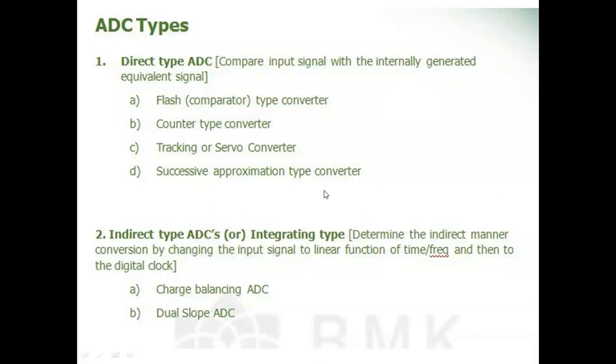Coming to the indirect type of ADCs, which we call indirect integrating type, the conversion is done in an indirect manner. First the input is converted into a linear function of time or frequency, then to digital. Such indirect A to D converters are charge balancing and dual slope. Basically, we will see the single slope also. I think dual slope is the next version for overcoming the challenges in single slope. First, we will see the flash type comparator.